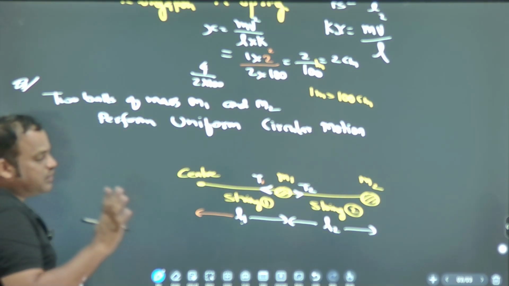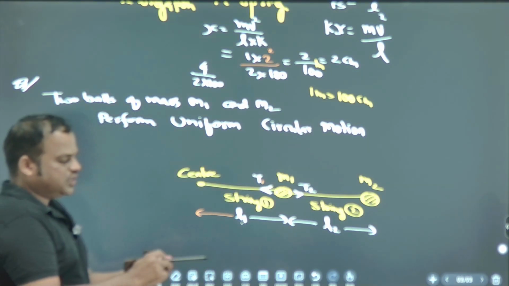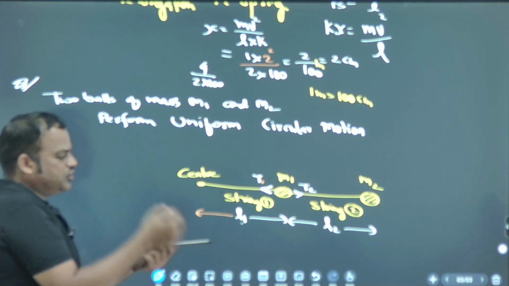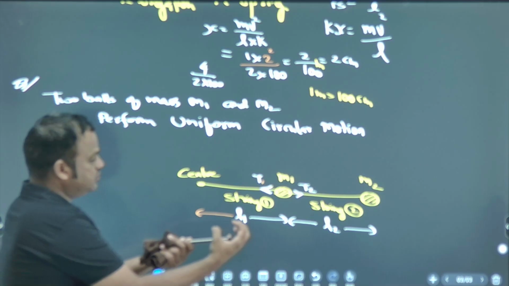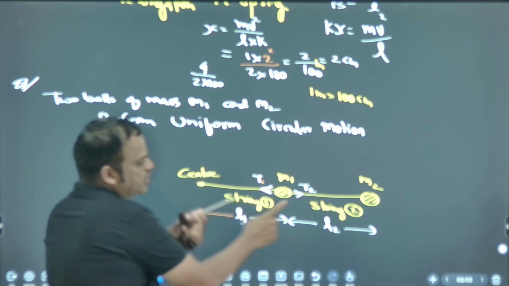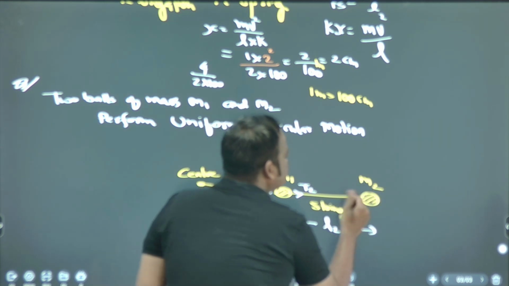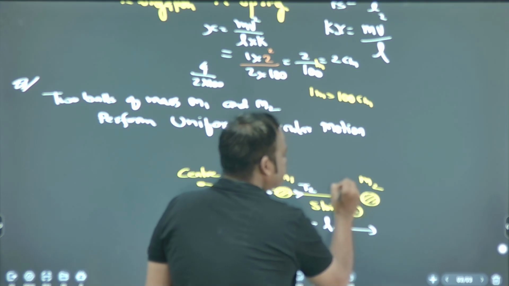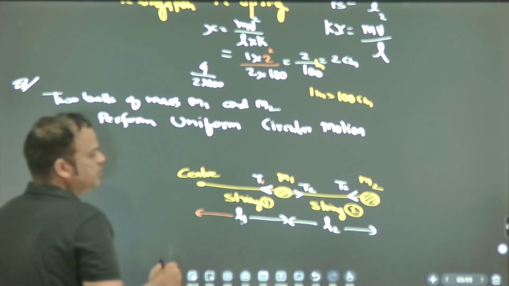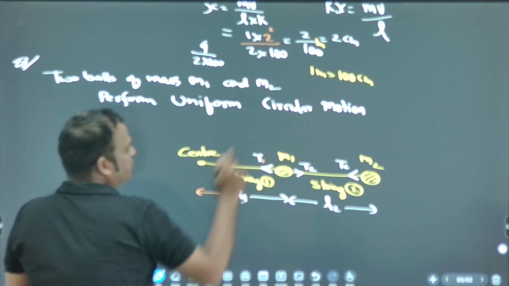String always pulls. Remember, does a string pull or push? String pulls. Suppose this is the string, the ball is here, and the ball is performing circular motion. So this string is holding it, pulling it here. Now this string is holding M2. So what is the direction of tension for M2? Towards center. Okay, clear? Now you tell me which is greater, T1 or T2?